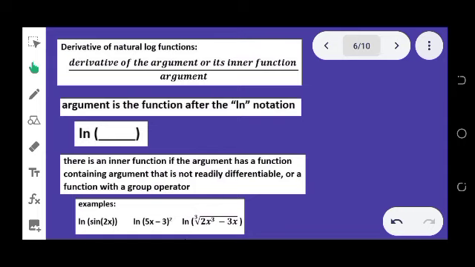Another one is ln of (5x minus 3) squared. Notice that 5x minus 3 is raised to the power of 2. That means the square here is a group operator because the 5x minus 3 is taken as a group. Similarly, the third example, you have the cube root of 2x cubed minus 3x. The group operator is the cube root because you're taking the third root of the group 2x cubed minus 3x. So let's use this formula here on some examples.